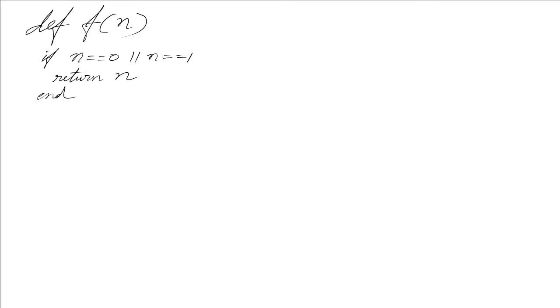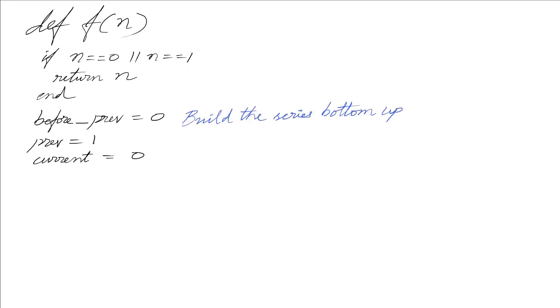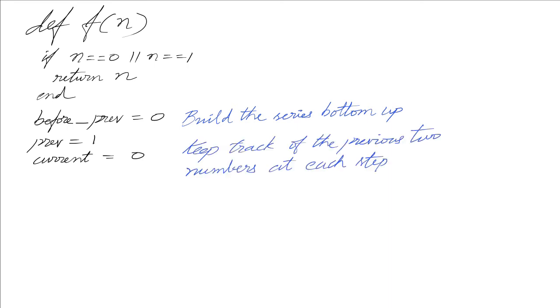We can write an iterative version of the Fibonacci. The edge cases are handled for when n equals 0 or 1. We build the series bottom up. We keep track of the previous two numbers at each step. We initialize variables before previous and current before we enter the loop.